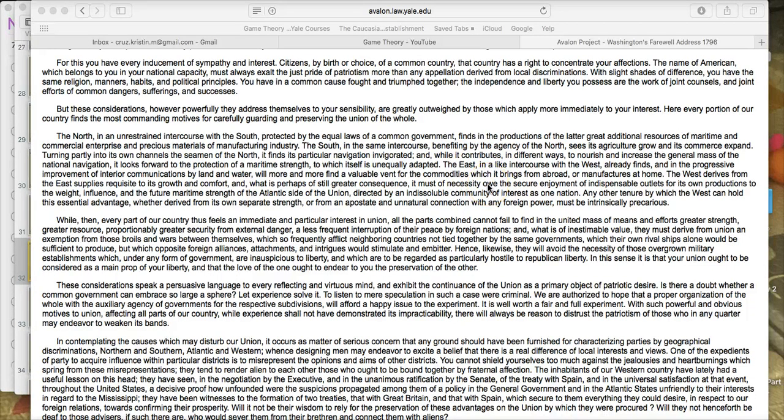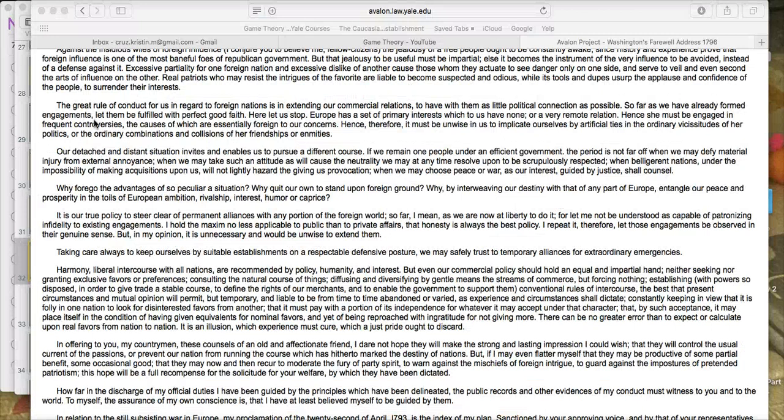He's really trying to show Americans that they do have this commonality, which should trump any regional differences. He then goes on to talk about the issues of foreign relations. So here he says, the great rule of conduct for us in regard to foreign nations is in extending our commercial relations to have with them as little political connection as possible. So far as we have already formed engagements, let them be fulfilled with perfect good faith.